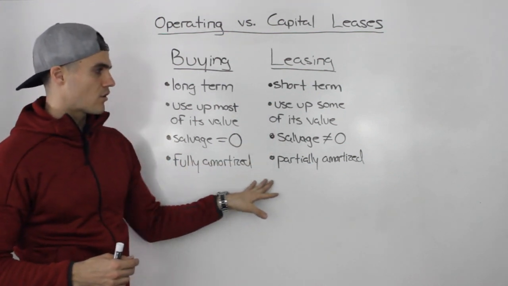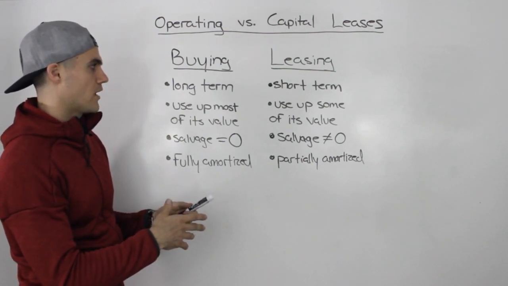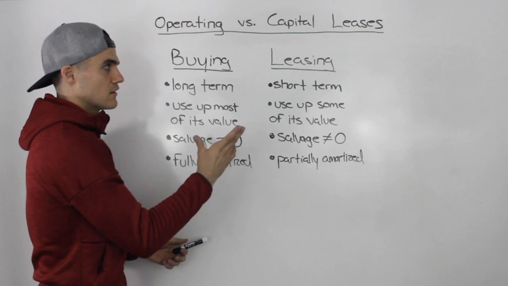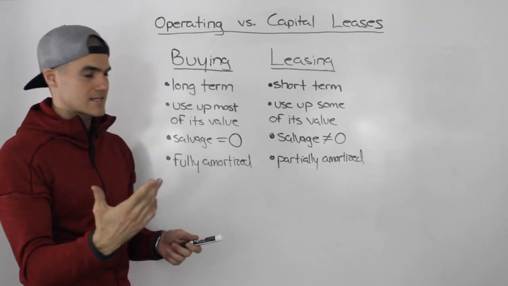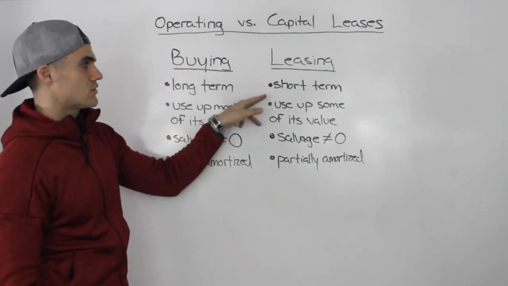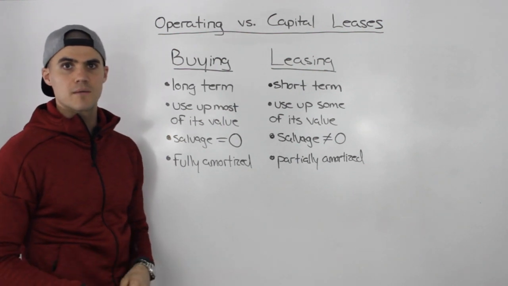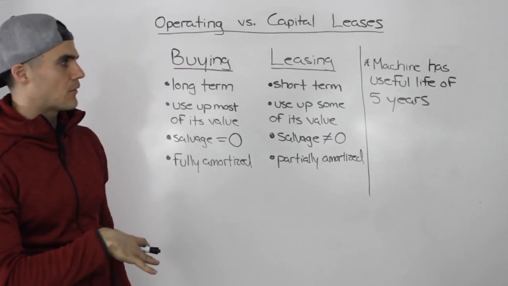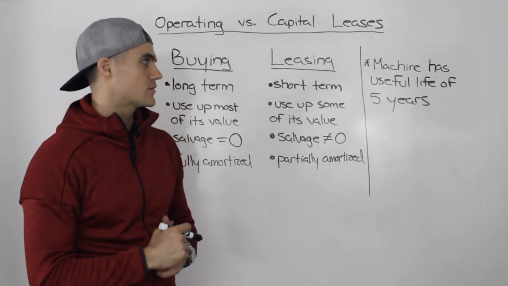because we're only using it for a short term relative to its useful life. So these here are the natural or the general implications of when we are buying an asset versus when we're leasing it. Usually, when someone buys an asset, they're usually buying it for the long term. When they're leasing an asset, they're usually renting it or leasing it for a short period of time.